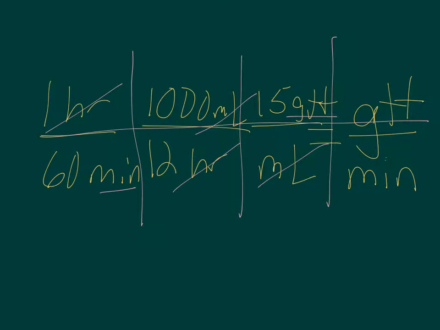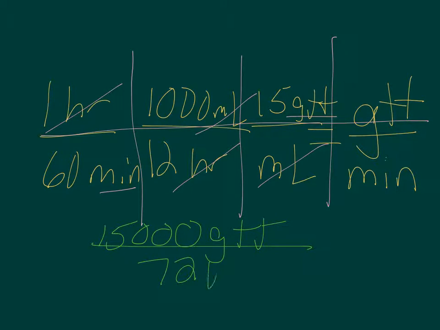Okay, so now we can go down here. When you multiply across, you're going to end up with 15,000 drops over 720 minutes. That's a lot of drops. And when I got my fancy calculator out, I ended up with 20.8 drops per minute. That should have been minutes, not mLs, I apologize.